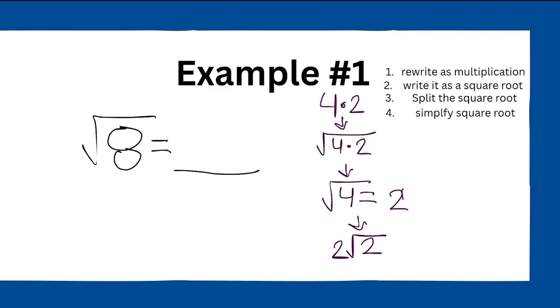I still have that 2 at the top. I cannot forget about that 2. So I would put the 2 on the outside and have another 2, which is from the 4 times 2, and I would put that inside of the square root. So I'd have 2 to the square root of 2. And then if I solve that, I would get 2.83. And you can use a calculator to solve that.